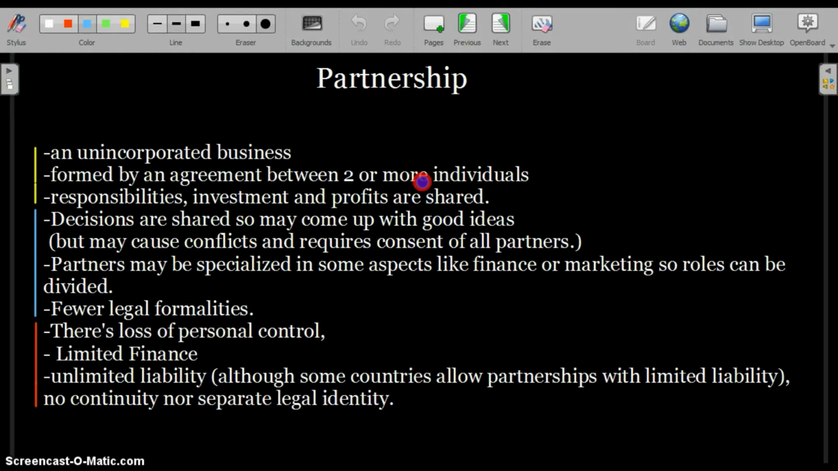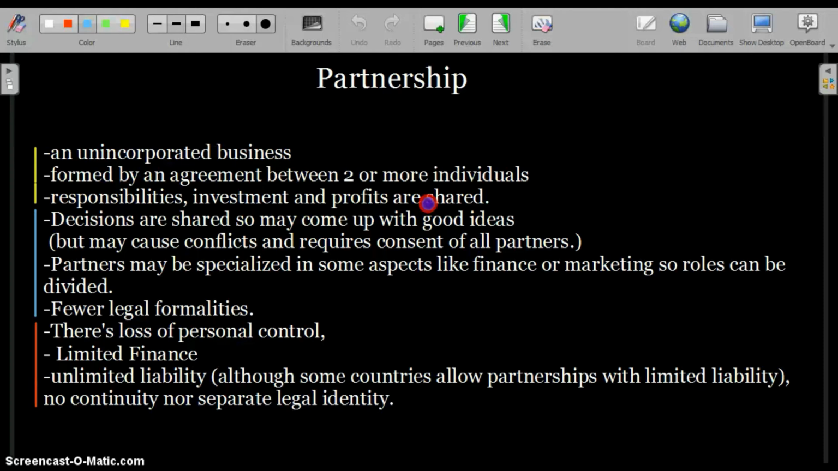Now, the basic advantages are that the decisions are shared. So you may come up with good ideas. Since there are more partners, they all think about whether they want to invest in a certain thing or not, and if they are sharing the decision, they might come up with a better idea than what would have been if there was only one of them. Since there are more of them, there are more ideas, and more ideas can generally mean a better use of investment, and hence a better profit, better pricing strategy, and stuff like that.